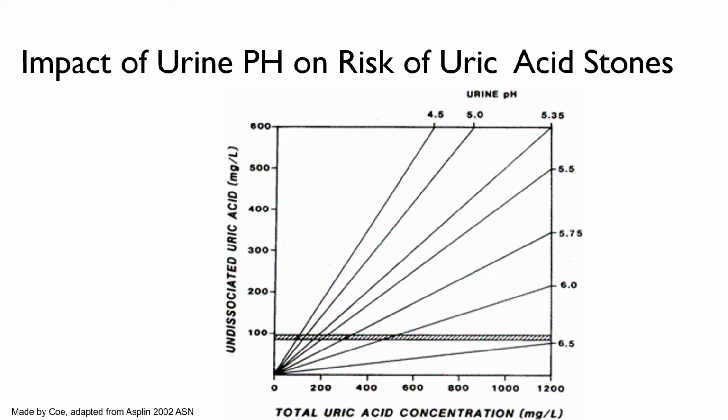Conversely, if you look at very low urine pH, our patient's urine pH was 5.1, so just around here, even at very low concentrations of uric acid, you are coming out of solution, forming crystals, nucleating stones, building stone. So uric acid stones are a low urine pH problem.